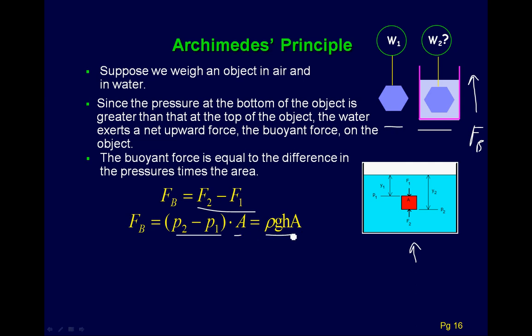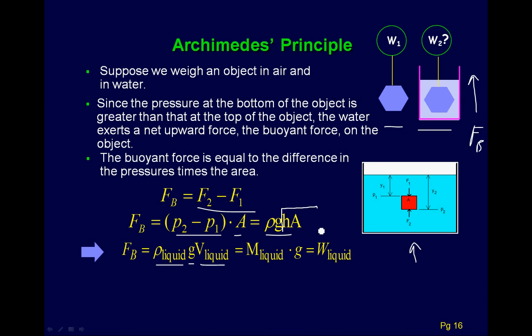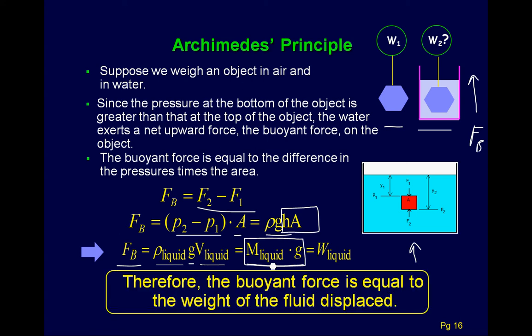We know our equation for the difference of pressures is rho times g times h. And so essentially we get that the buoyant force is the liquid's density times g times the volume of the liquid, because H times A, height times area, is the volume. Well, we know that rho times volume is just the mass. Archimedes' principle is actually kind of simple to explain. It says that the buoyant force is equal to the mg of the liquid that's displaced.